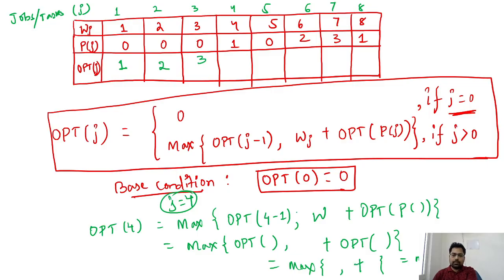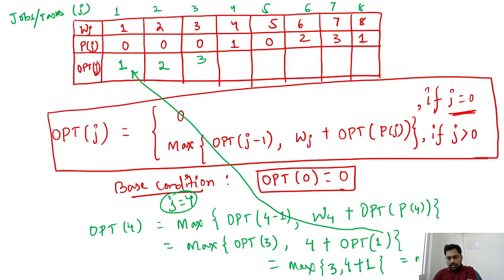Is the 4, 4 minus 1, 4, and here is 4. 4 minus 1, this is 3, OPT 3, and here P of 4 is 1, OPT 1, and W of 4 is 4. Now OPT 3 is 3, this one. 3 I'm writing, 4 I'm just writing as usual, but OPT 1 is this one. Okay, so OPT 1 is 1.